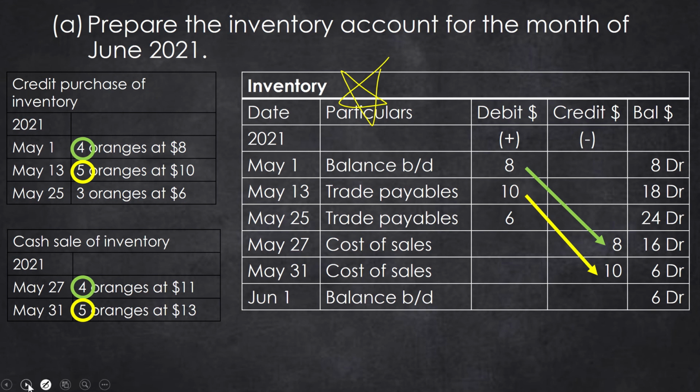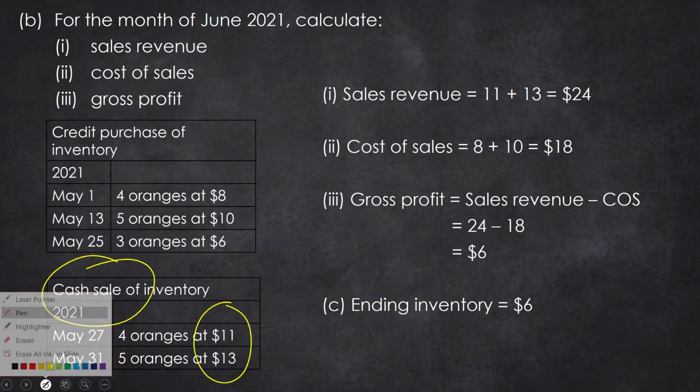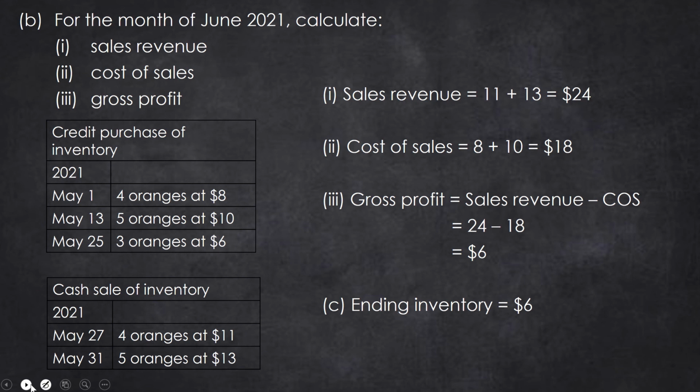Now, usually you will also be asked to calculate the cost of sales, sales revenue, and the gross profit. So how should I calculate my sales revenue? Which one is the sales revenue? The cash sale of inventory. Now this amount here relates to your sales revenue. So when I calculate my sales revenue, I take $11 and $13. I add them together, and that will be my sales revenue of $24.